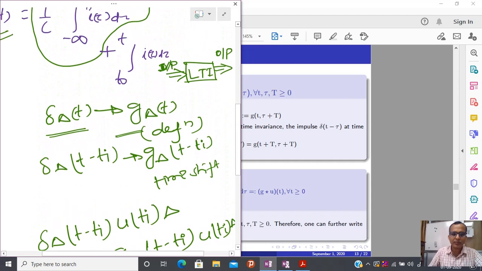Why? Because I have used the time shifting property, and this property is true for time invariant systems, not for time varying systems. So I have used the time invariant property, I have used the definition, I have used homogeneity, I have used additivity, and finally I will get the expression.